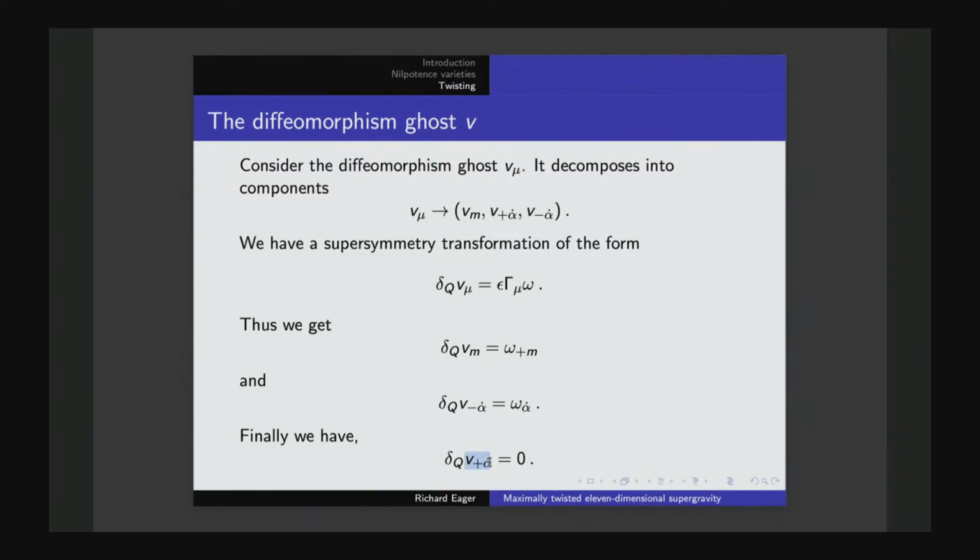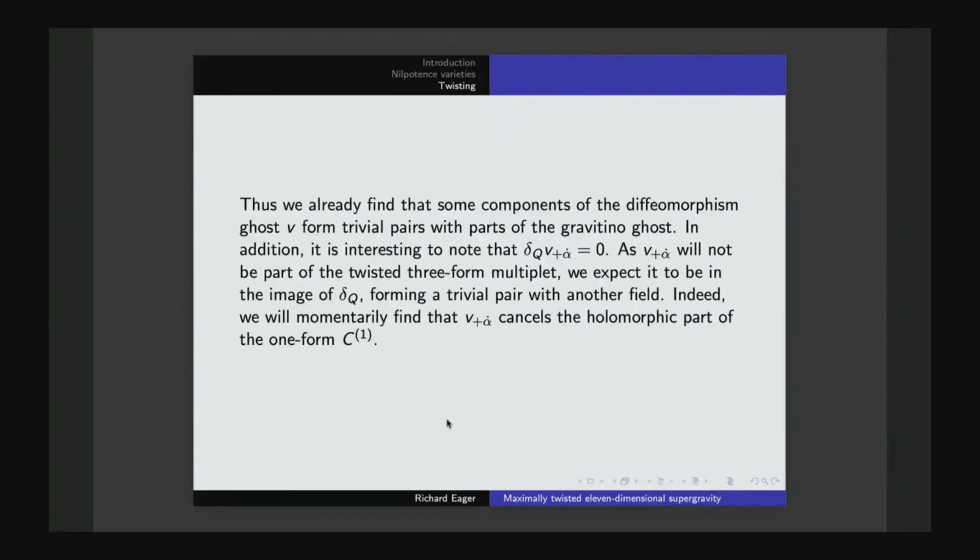This component is quite interesting. In a sense, it's not going to be in the twist of the BV multiplet that I showed you, but it's actually going to be the leading component for a non-trivial module over the 11-dimensional nilpotence variety. Right, so this is just summarizing what I said.